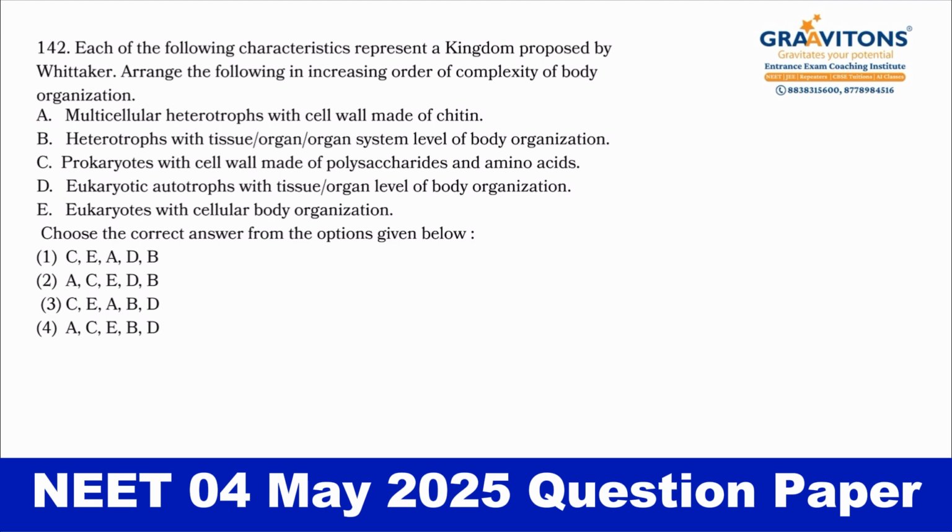Each of the following characteristics represents a kingdom proposed by Whittaker. Arrange the following in increasing order of complexity of body organization. So, body organization starts from the cellular level to the organ system level. This is the body organization we have to talk about. And they asked us to arrange the options in increasing order of complexity. So, the answer for this question will be option 1.